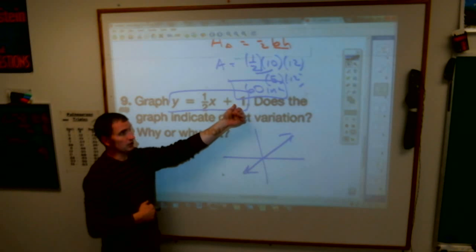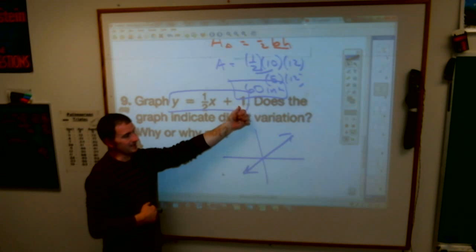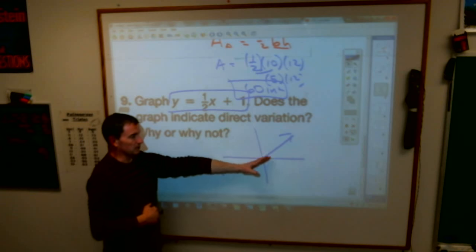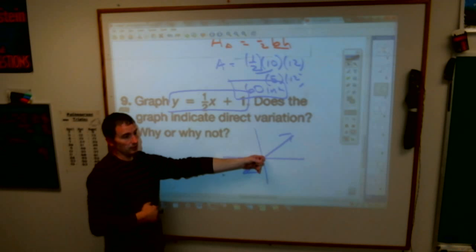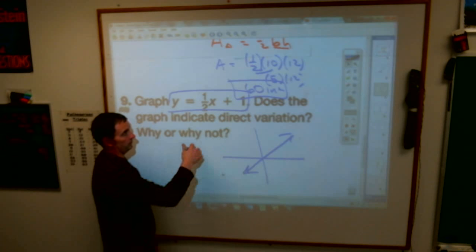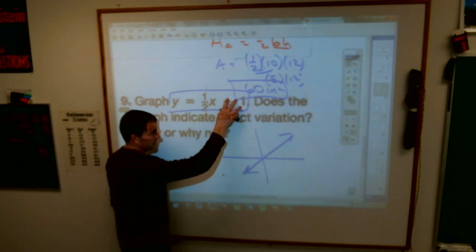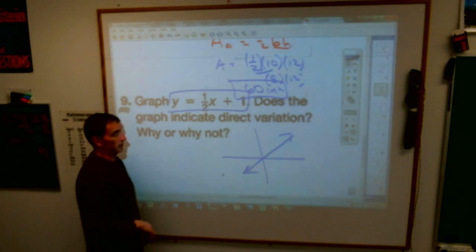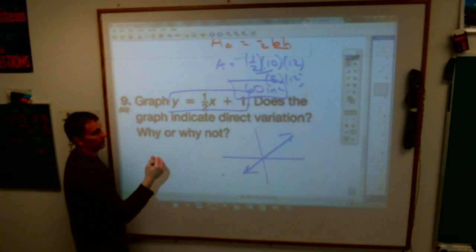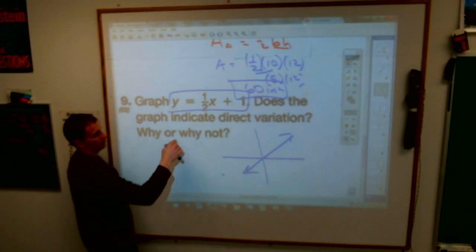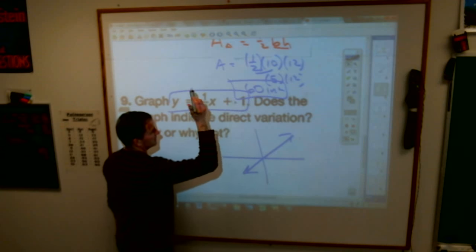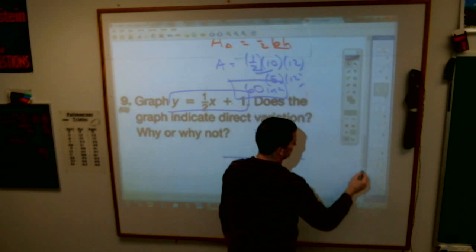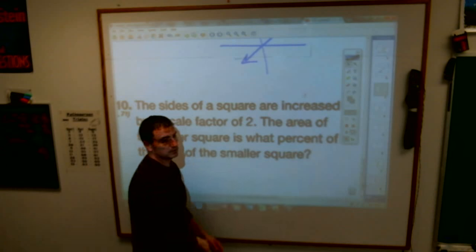Okay? If there's any number out here besides 0, this cannot be direct variation, because you'll end up crossing the y-axis at any other point than the origin. So if there is a 0 there, then it's going to be direct variation. If there's nothing there at all, that's okay, because that is 0.